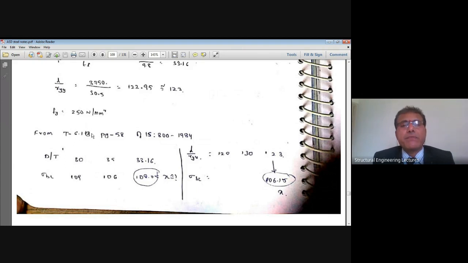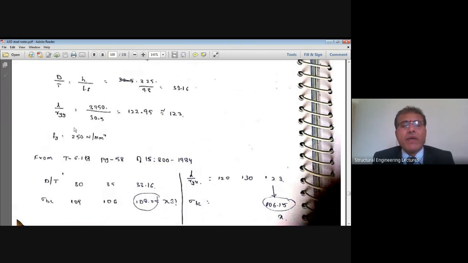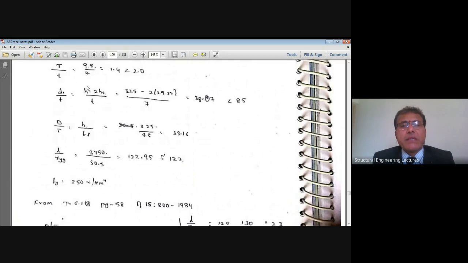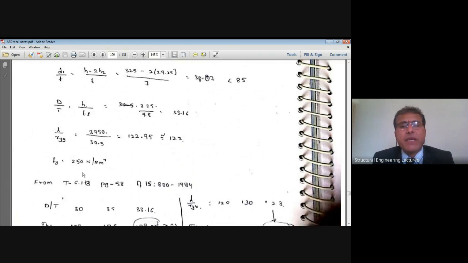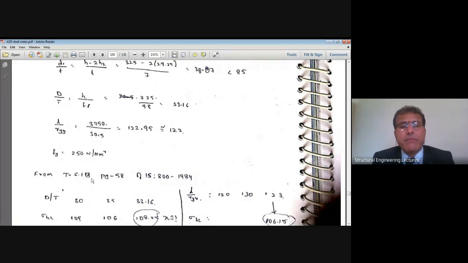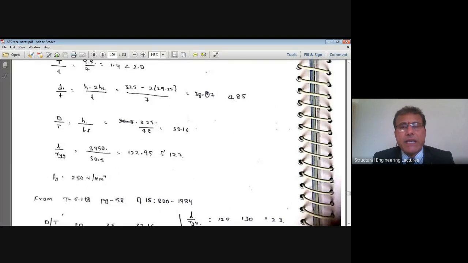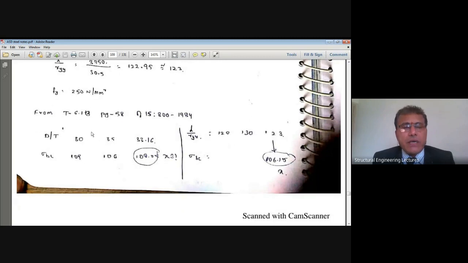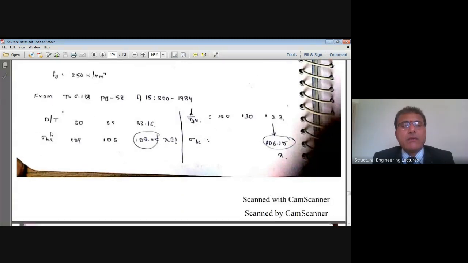6.1b. For 250, tables 6.1a and 6.1b are applicable. Because this ratio T by t is less than 2 and D1 by t is less than 85, table B is applicable, right? If that is greater than 85 and greater than 2, then table A is applicable, right? Then that is how I'll note down from that table the permissible bending compressive stress.